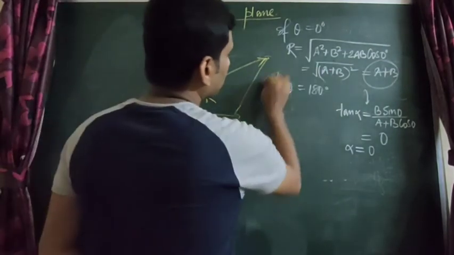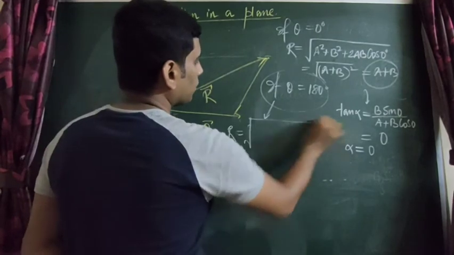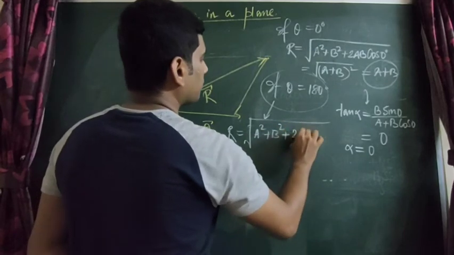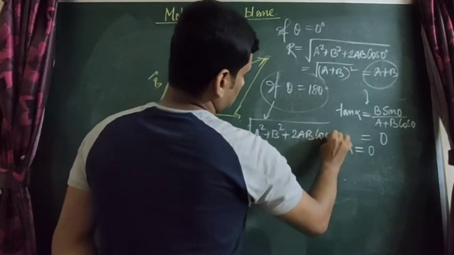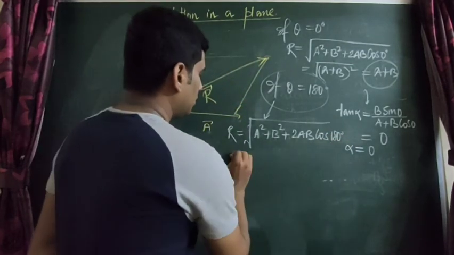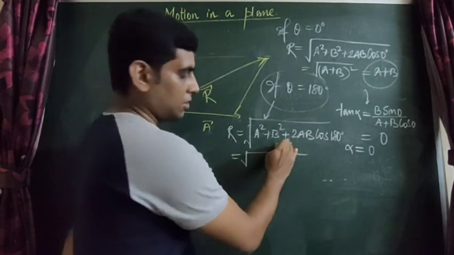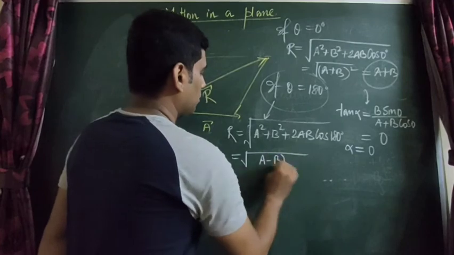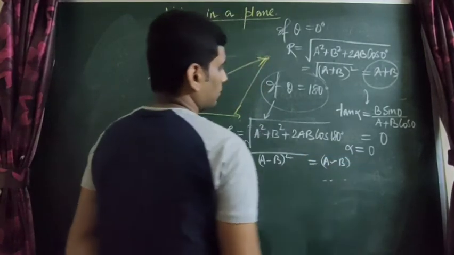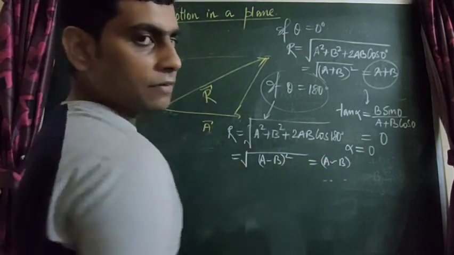In the second case, if theta equals 180, r equals root over a square plus b square plus 2ab cos 180. What is the value of cos 180? Minus 1. So it comes as root over a square plus b square minus 2ab, that is root over a minus b whole square. It comes as either a minus b or b minus a, whichever is greater, from that you have to subtract the other.